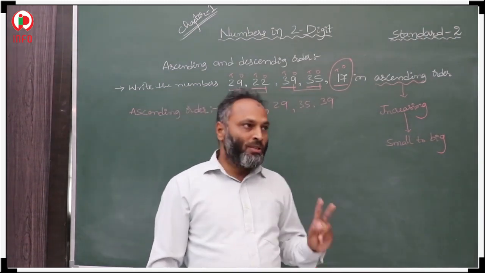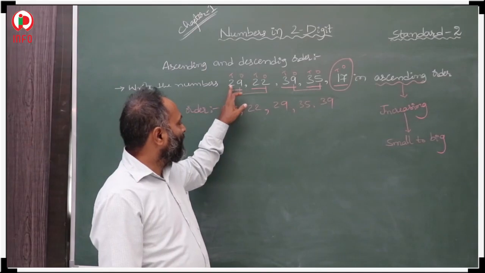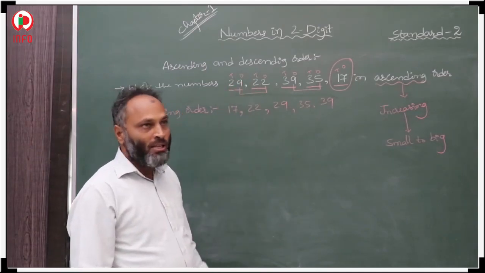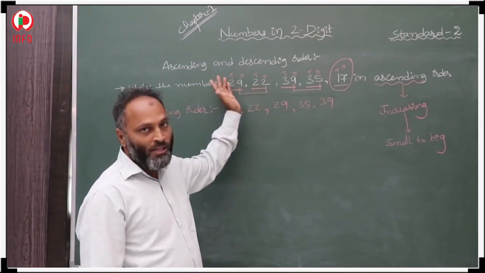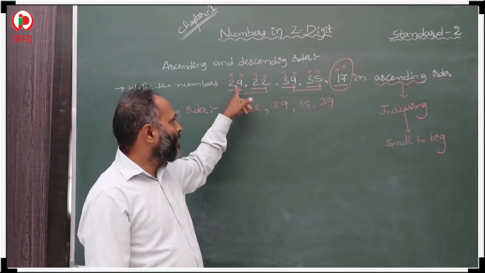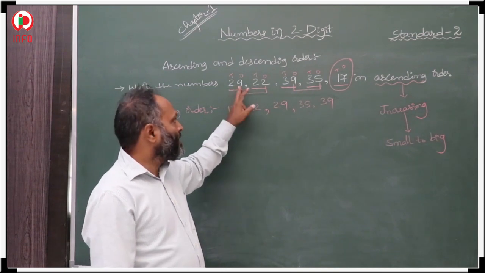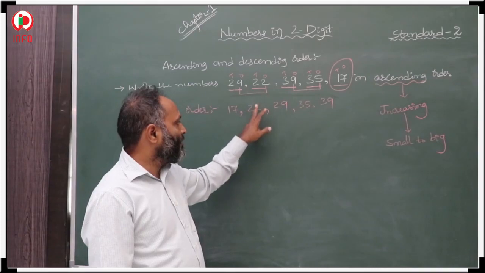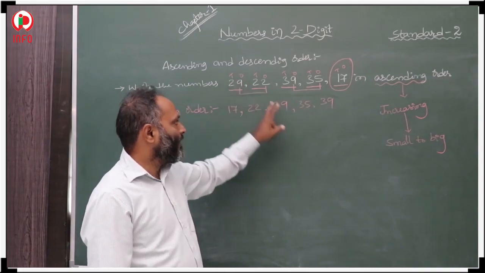After 17, tens place 2. Two numbers have 2 in the tens place. In that, we have to decide which one is smaller in these two. For that we go for the ones place. In ones place, here 2 is there and here 9 is there. 2 is the smaller one, so we take that first and after that 29.